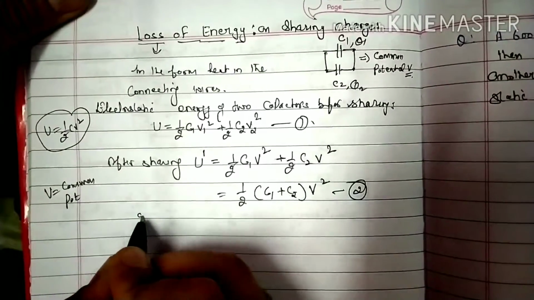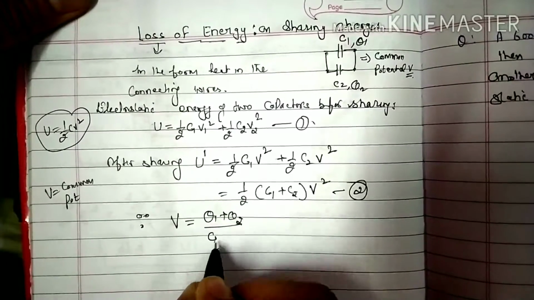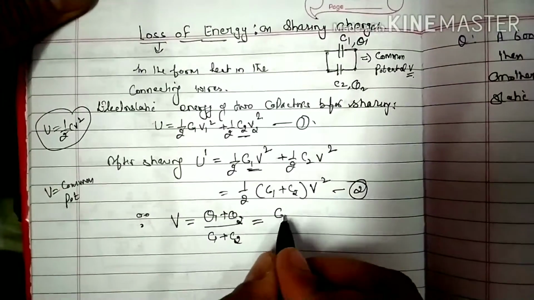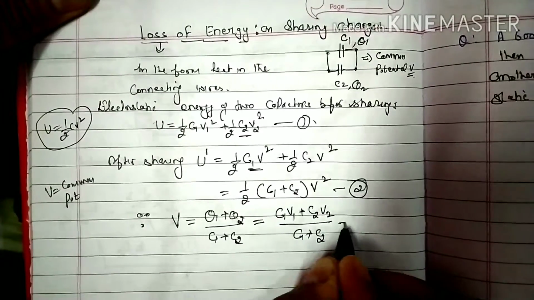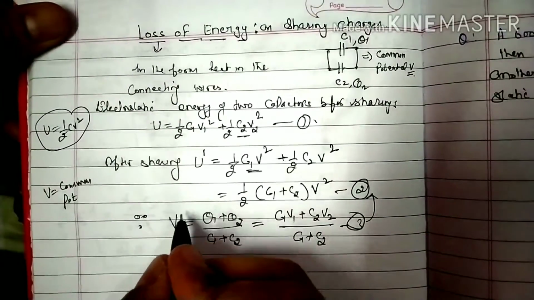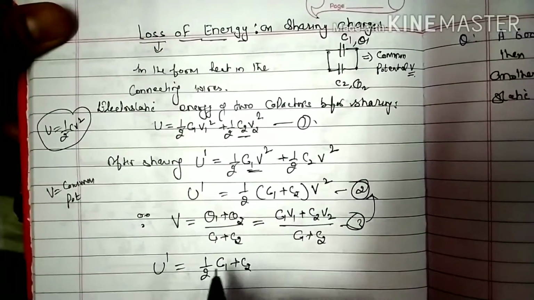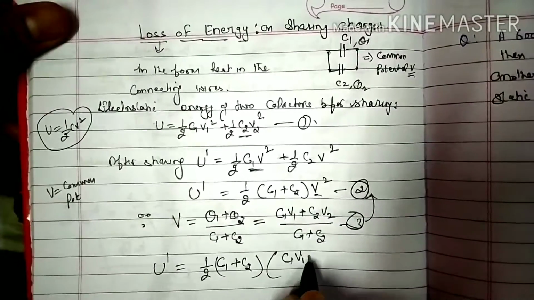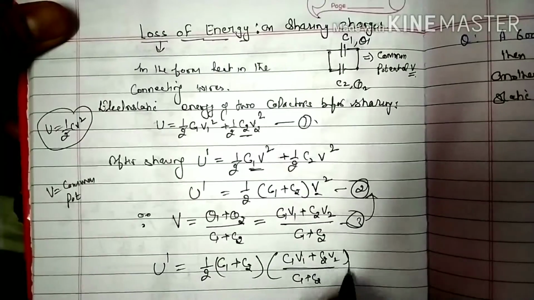Equation number 2. Now the common potential is simply Q1 plus Q2 over C1 plus C2, but we are taking the expression in terms of CV, so we will change this to C1 V1 plus C2 V2 over C1 plus C2. This is our common potential. Now we will use this in equation number 2. So we get U dash equals half C1 plus C2, and this is the V square. Put the value C1 V1 plus C2 V2 over C1 plus C2 square.